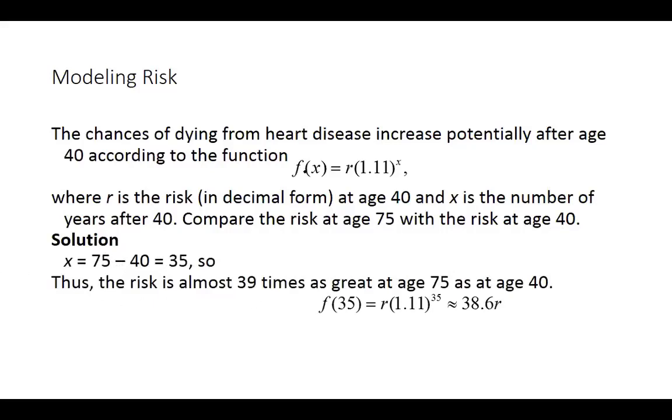So we want to find f of 35, where f of x is equal to r times 1.11 to the power of x. Now x is 35, so you can see the time difference would be 38.6 r. So what that means is the risk is almost 39 times as great at age 75 as opposed to age 40.